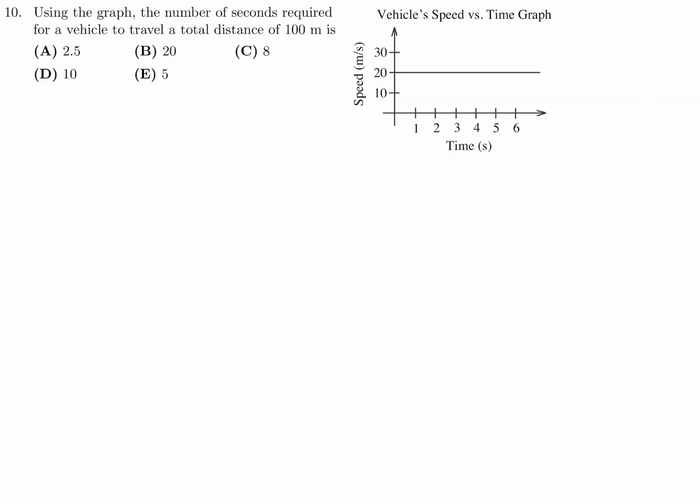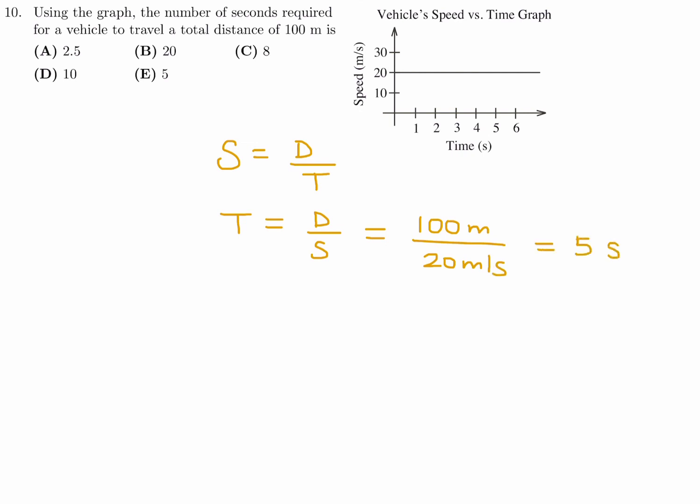Using the graph, the number of seconds required for a vehicle to travel a total distance of 100 is, well, speed is equal to distance over time, and any variation of this formula is also applicable, like time is equal to distance over speed. And our distance they want is 100 meters. And the speed, as you can see from this graph, is always the same. It's always 20 meters per second. So put that over here. And therefore 100 divided by 20 is 5, and it will be 5 seconds. So number 10, the answer is E.